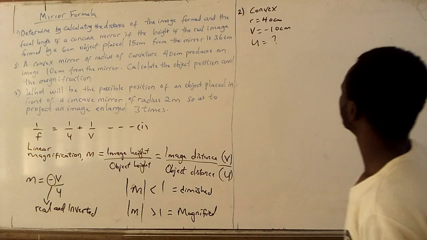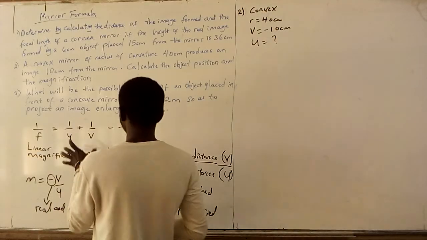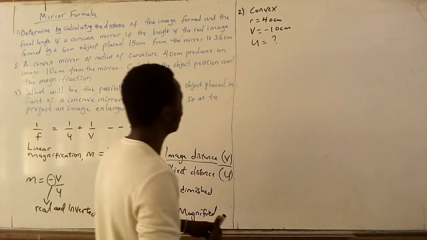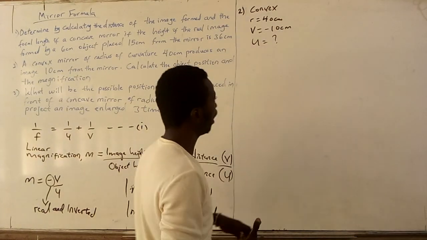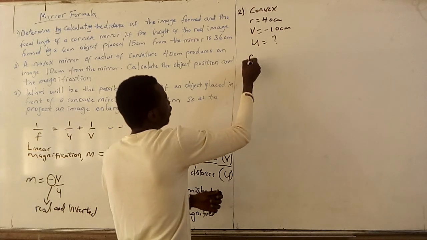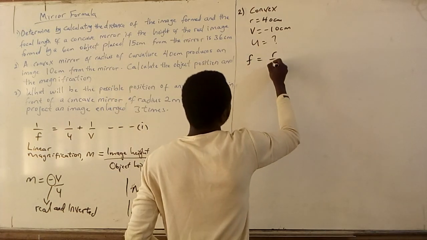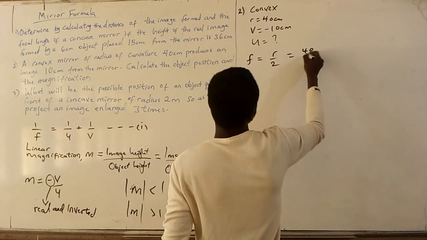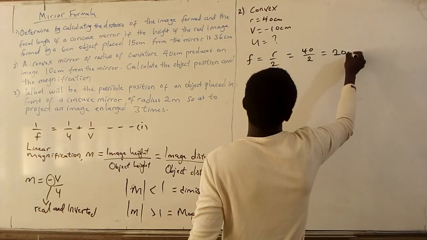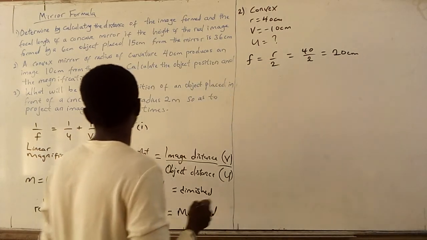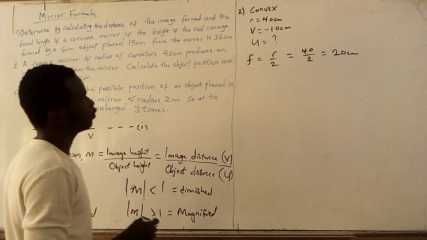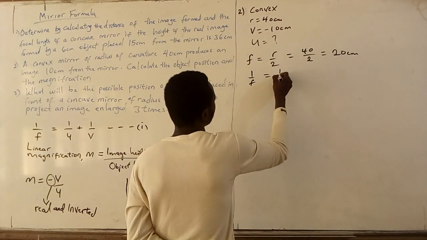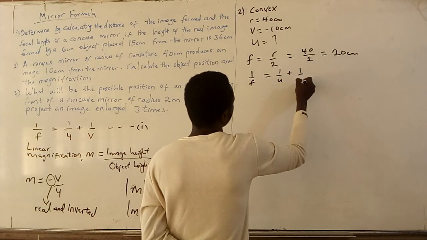To use this mirror formula, I need the focal length, F. There's a relationship between R and F: the focal length F is equal to the radius of curvature all over 2, which is 40 over 2, that's 20 centimeters. So I can now use the mirror formula to calculate U. 1 over F is equal to 1 over U plus 1 over V.